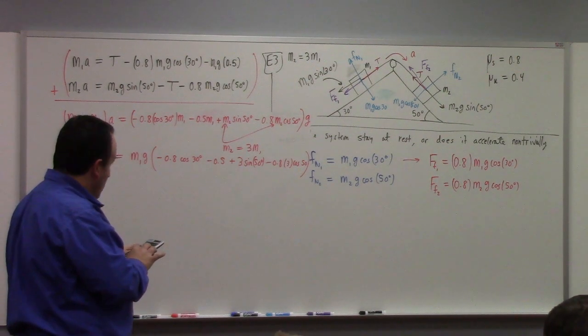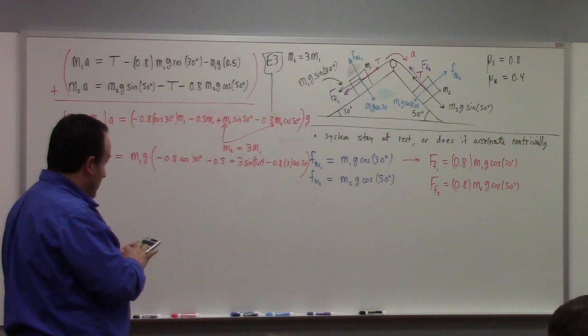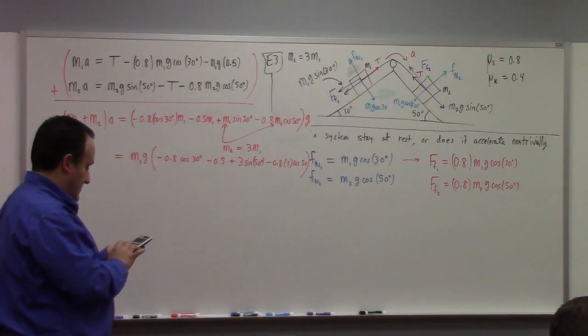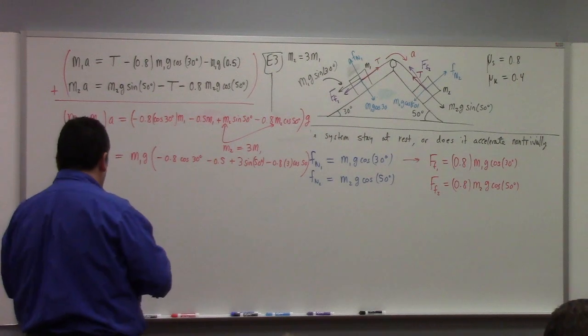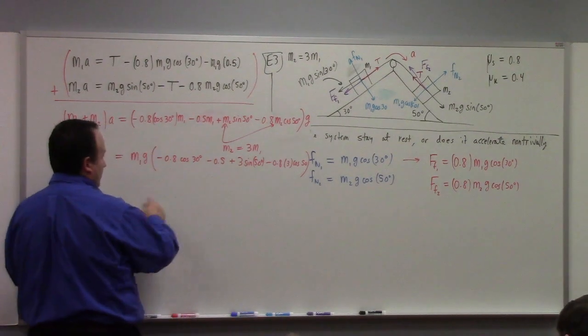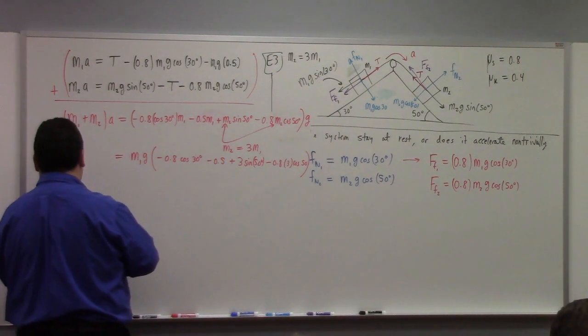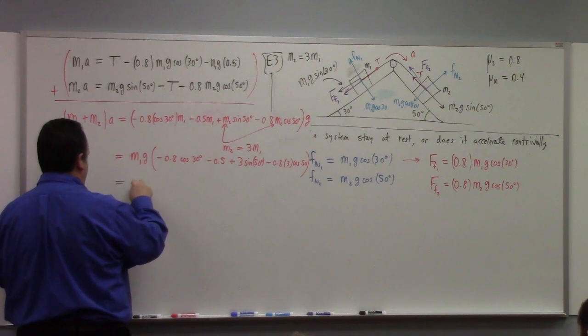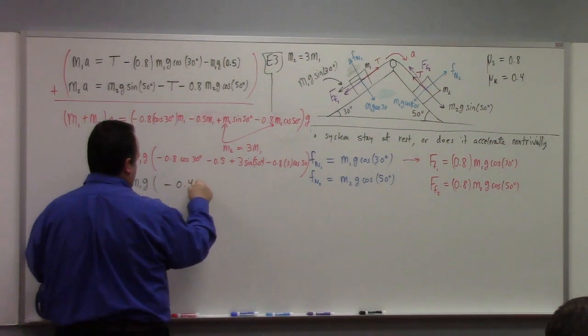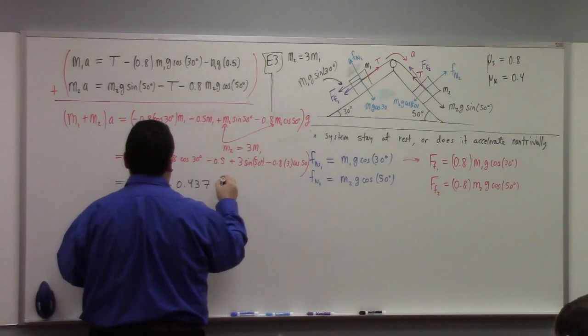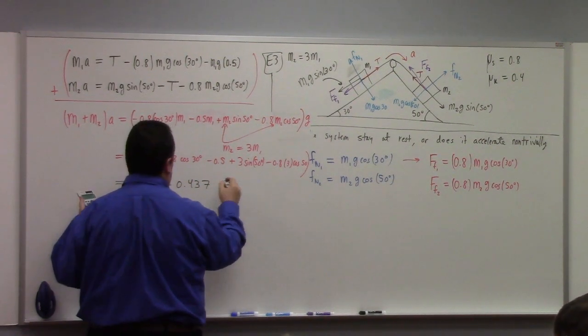Do minus 0.8. Ooh. So what did you guys get for all this? Anybody? -0.437. That is also what I got. What does that mean? And of course the units here, well, there are no units.